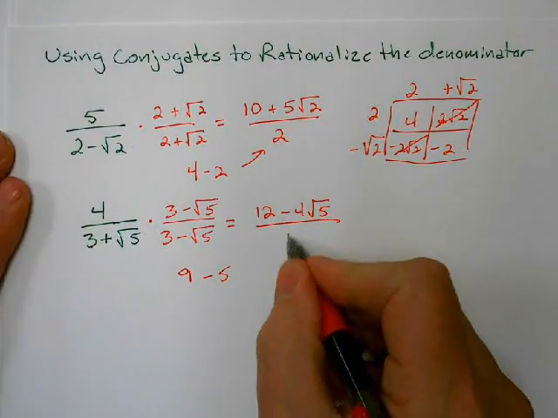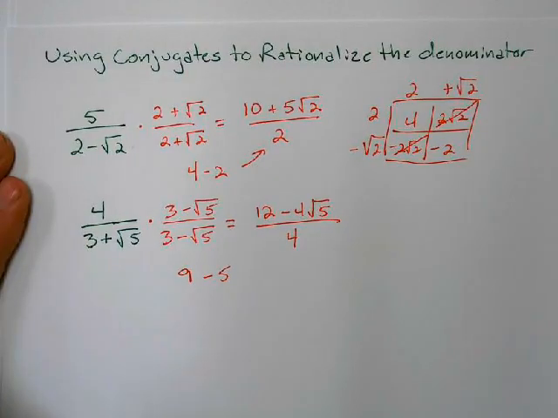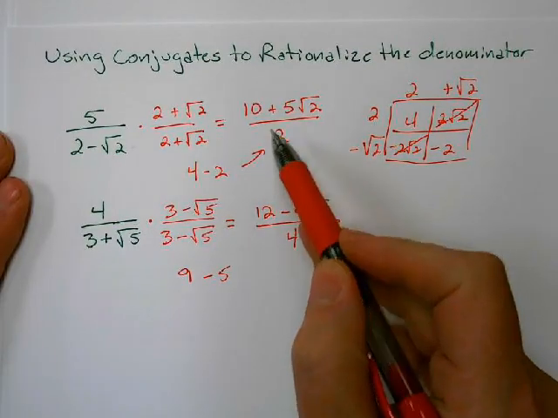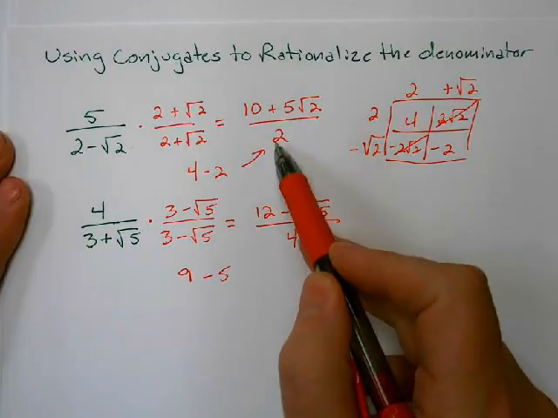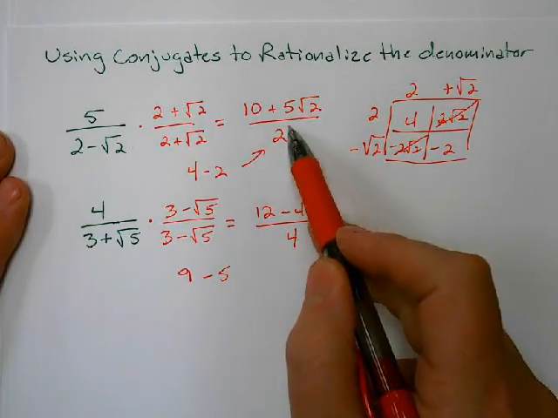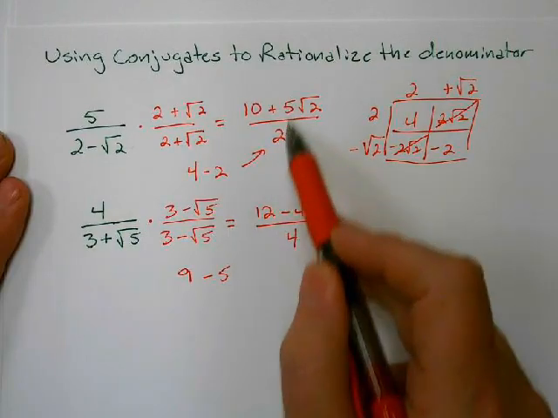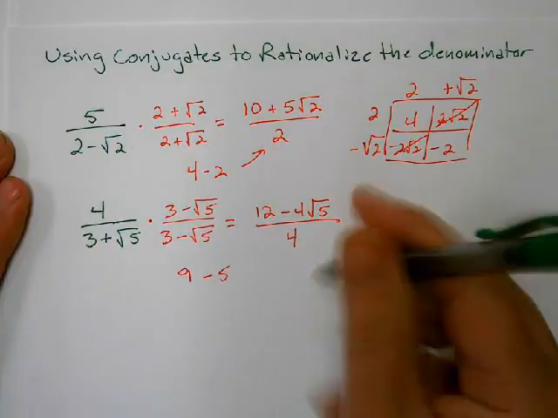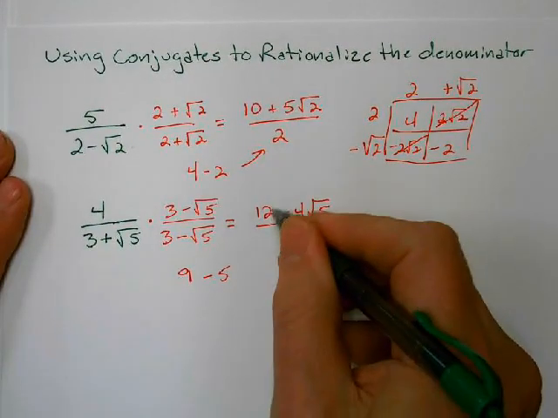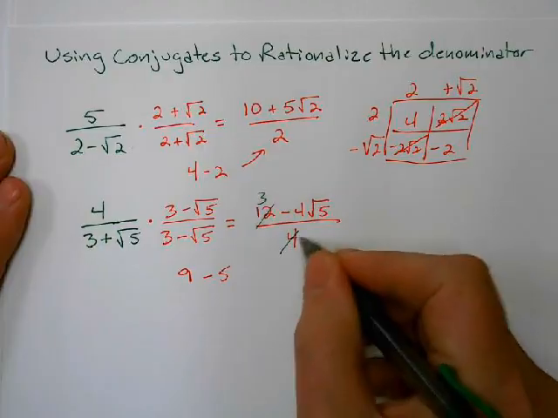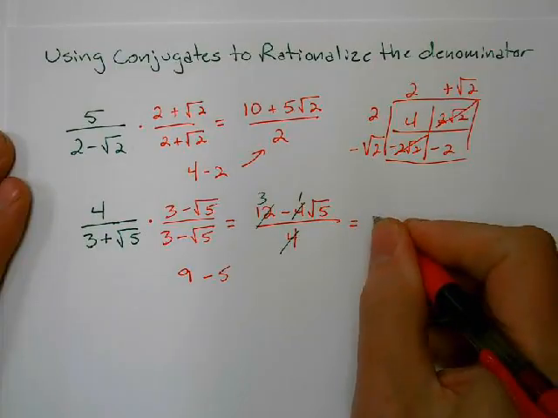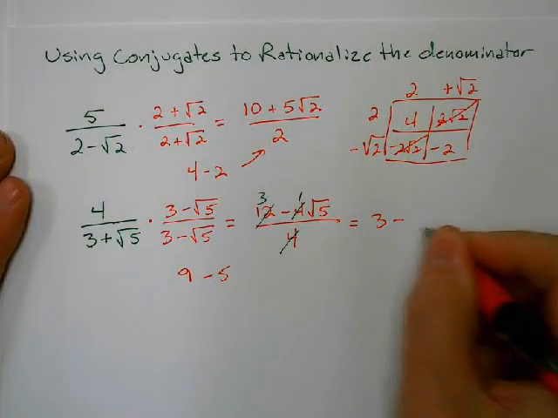Now at this point, I can actually reduce this because 4 goes into both of these numbers. Over here, 2 went into 10, but it didn't go into 5. So if I'm going to reduce, I have to reduce everything. I have to reduce both of the terms in the binomial. So in this one, 4 goes into 12 3 times, and 4 goes into 4 once. So my final answer would be 3 minus 1 root 5, or just 3 minus root 5.